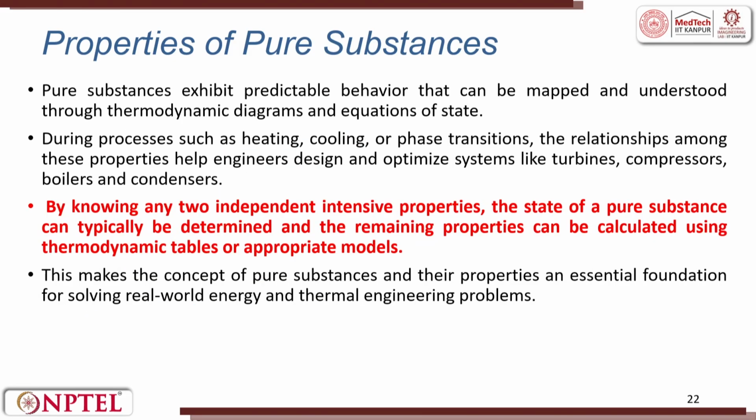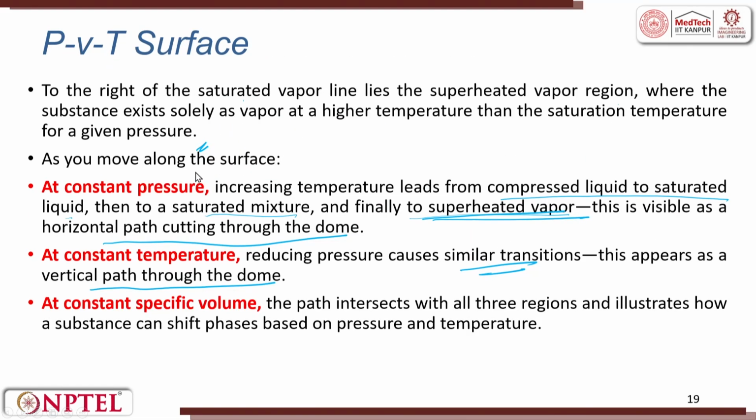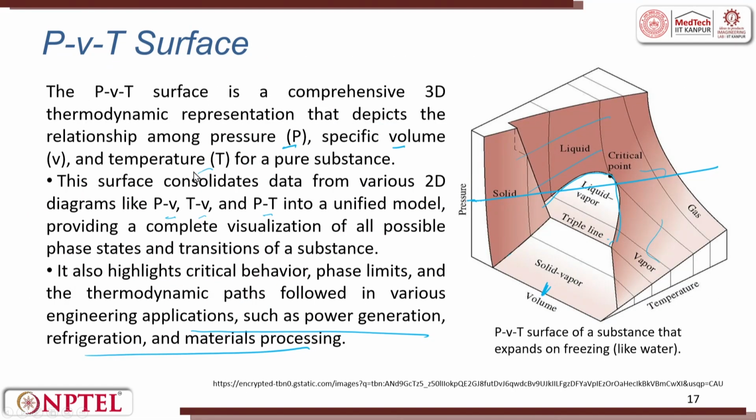The pure substance exhibits predictable behavior that can be mapped and understood through thermodynamic diagrams and equations of state. So, during heating, cooling and the phase transition, the relationship among these properties helps engineers design and optimize systems for turbines, compression, boiler and condensation. So, with this now you will be able to easily appreciate this diagram for a pure substance. So, now I have the processes like boiling, cooling, condensation, expansion, compression, whatever it is I know.